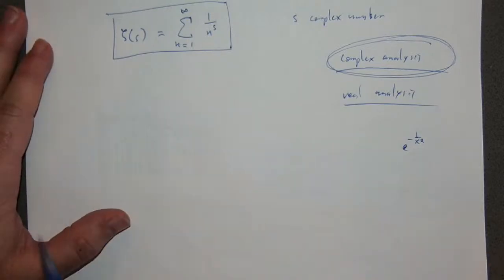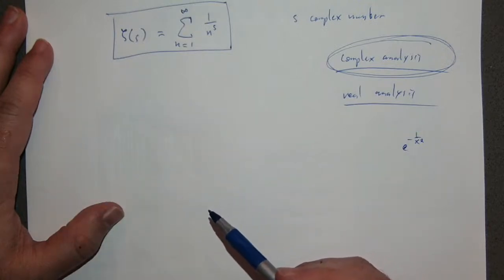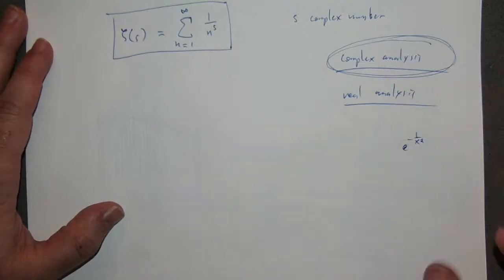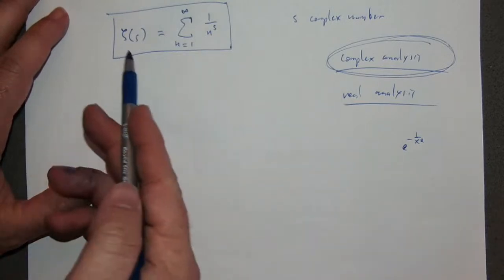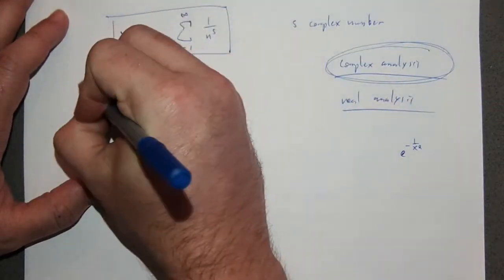Okay. But anyway, in the study of complex analysis, there's the study of how you can extend a function from being a function of a real variable to a complex variable, how you can extend it to being a complex valued function, or a function of a complex variable. And that is one way of defining, that's how you define this Riemann zeta function.